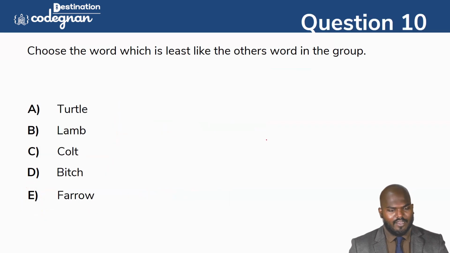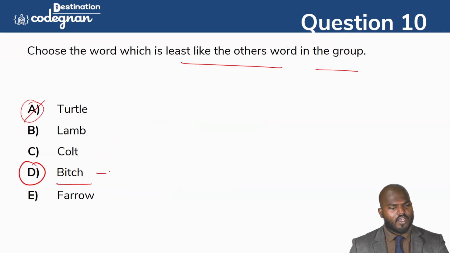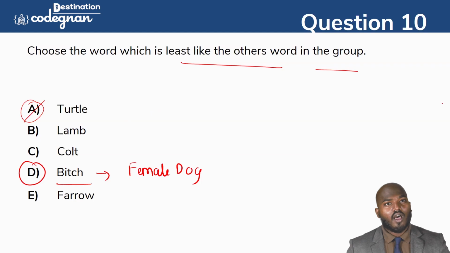So going for question number 10, choose the word which is least like the other words in the group. How will we take it up? You see turtle. Okay, turtle, we can go for it. No. Except the bitch, which means a female dog. So option D is the only one. Why are we picking that? All the others are young ones of animals. You see, lamb is the young one of the sheep. They have mentioned different things, but this is not a young one.